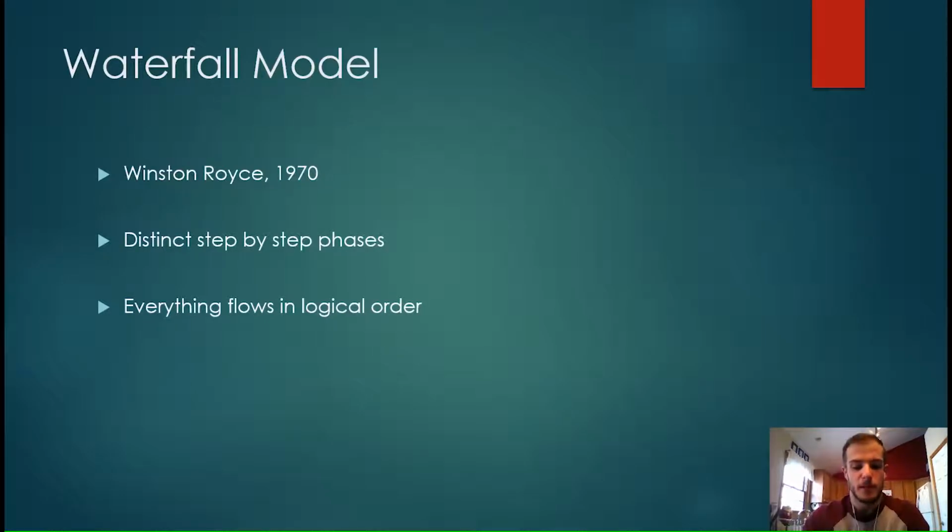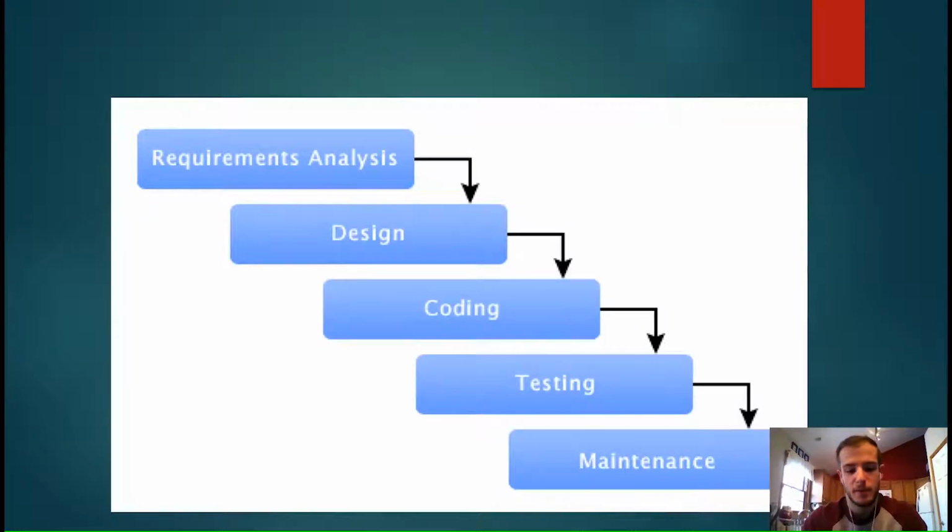Next, we have the waterfall model. It was first introduced by Winston Royce in 1970. One of the things that separates it from the other groups is that it has distinct step-by-step phases, and everything flows in logical order. So with the waterfall model, there are 5 main stages. First, the requirements analysis phase. This is where requirements are analyzed and written down for future use. And the waterfall does feature strict documentation. It is very rigid in its process, which can be a pro and a con.